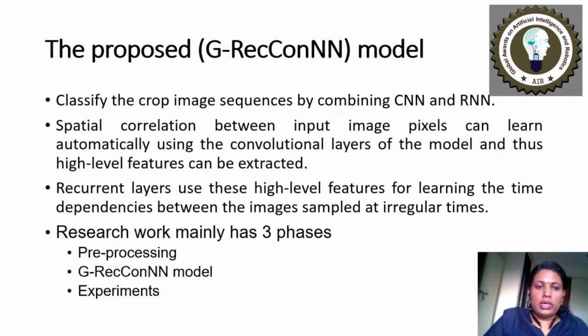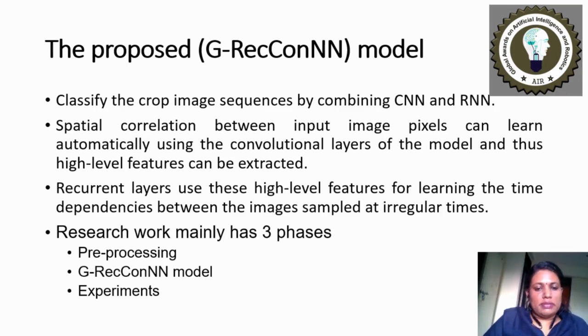The proposed model classifies the crop image sequences. For this purpose, a combination of CNN and RNN is used. The analysis of the spatial correlation between the input image pixels is carried out by the convolutional layers of the model, and the learning of high-level features and the time dependencies between the image samples at irregular times is done by using the recurrent layers.